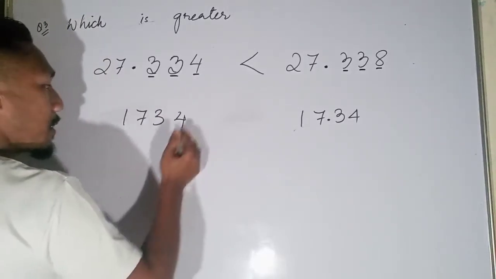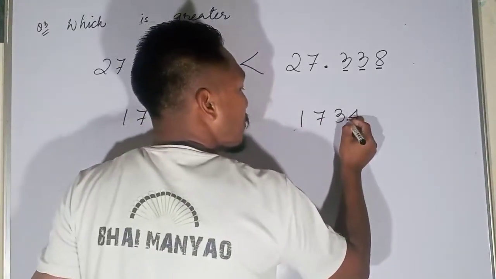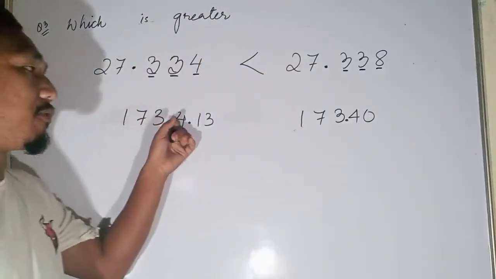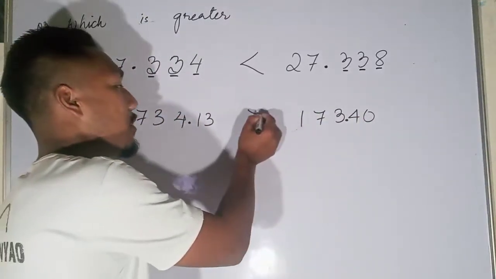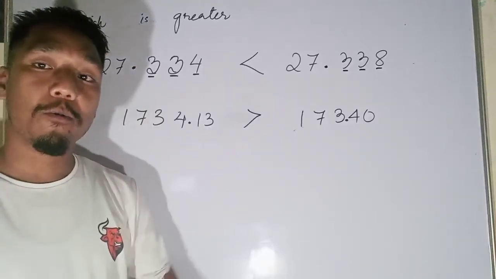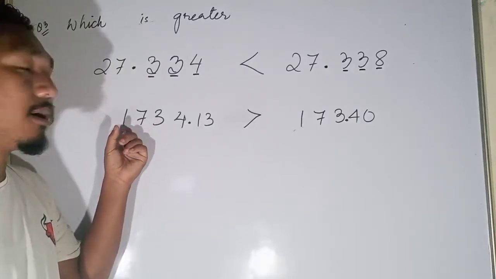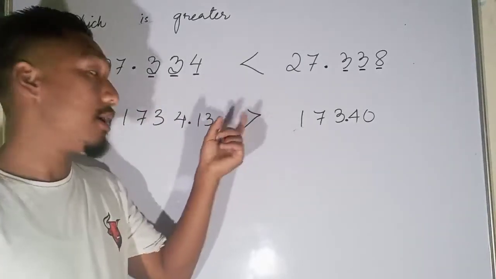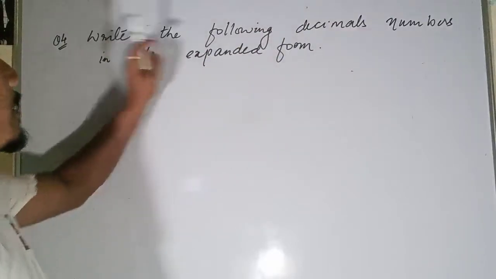So let's say this is 173 and here we have 173.40. Now which one is greater, 1734 or 173? Obviously 1734 will be greater. So this is how we compare between two numbers. If one number has more digits, we compare every digit, and if there are more digits, we can easily say that one is greater than the other. Now, write the following decimal number in the expanded form.